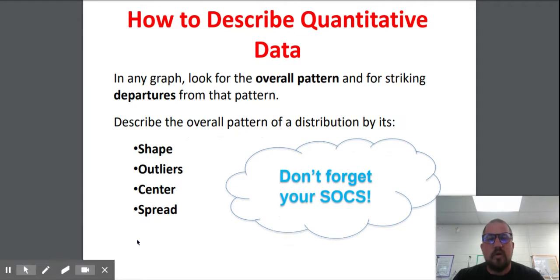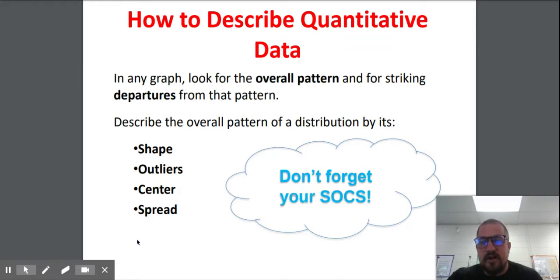So how to describe quantitative data. In any graph, look for the overall pattern and if there are departures from that pattern. And when we say to describe a distribution, you are going to use SOCS. So shape, outlier, center, and spread is the nickname for SOCS. So if you'll remember SOCS, if you'll write that down, keep that in your memory.